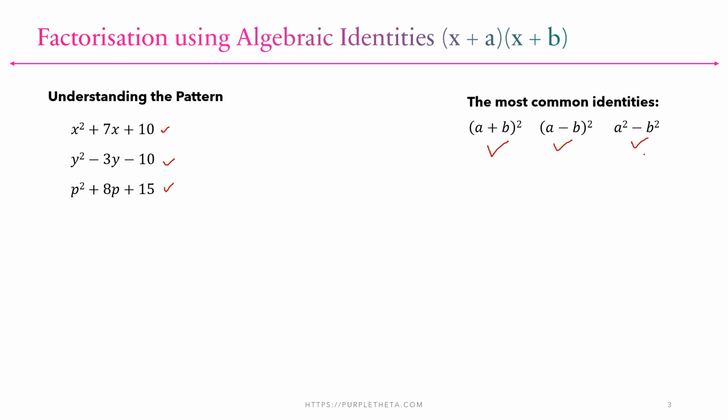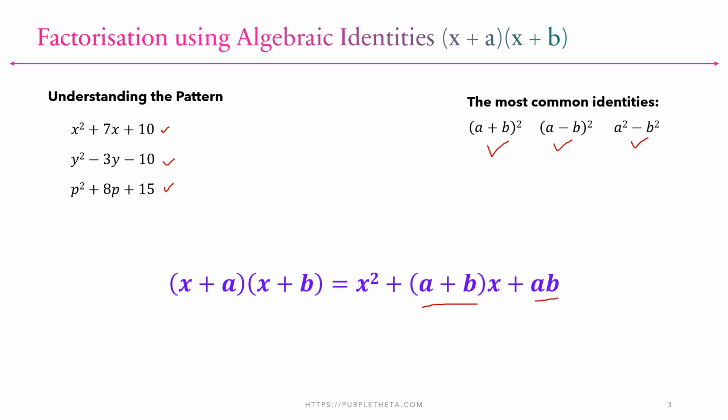However, these expressions do follow another useful identity, that is x plus a multiplied by x plus b is equal to x square plus in a bracket a plus b multiplied by x plus ab, right? This identity helps us factorize an expression easily when we know the sum and product of two numbers, right? Let us learn this with an example.